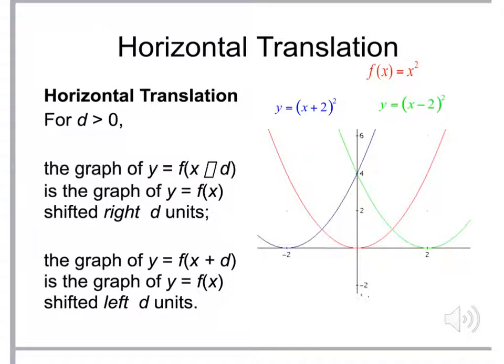Now we're going to talk about a horizontal shift. Here again in red is our parent function. Take a look at the green. It moved 2 units to the right. However, I have x minus 2 in here. Let's look at the blue function. It moved 2 units to the left, and here I have x plus 2. That is correct. Whatever you see inside parentheses is going to go in the opposite direction for a horizontal shift.